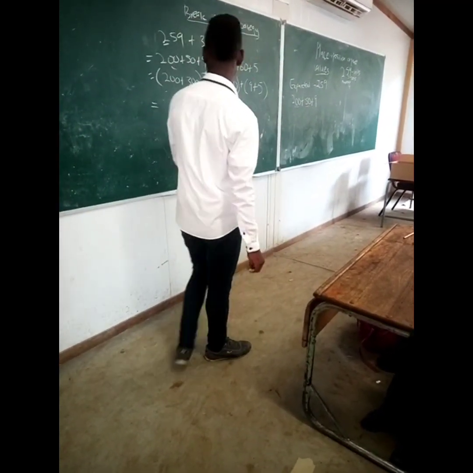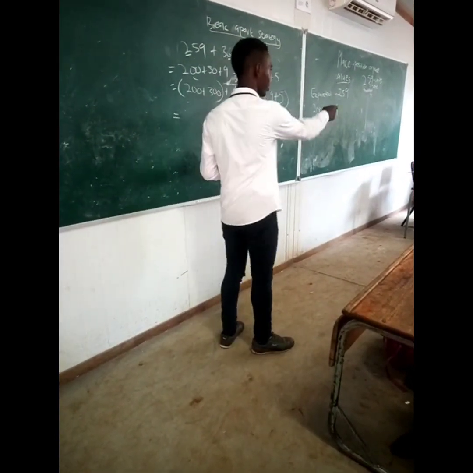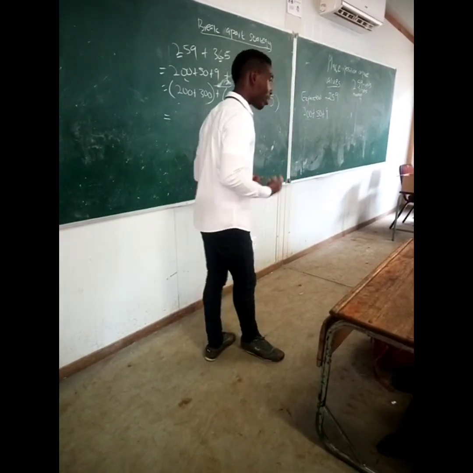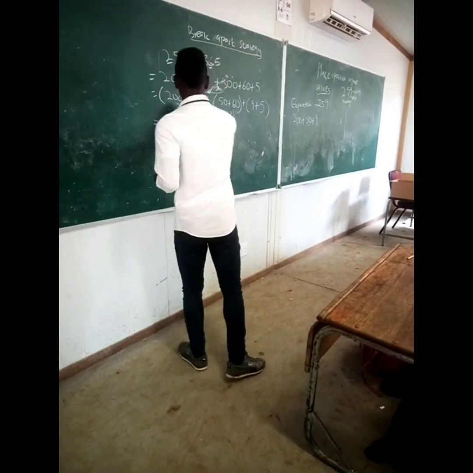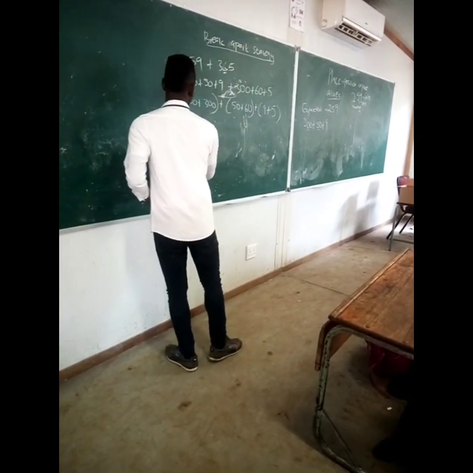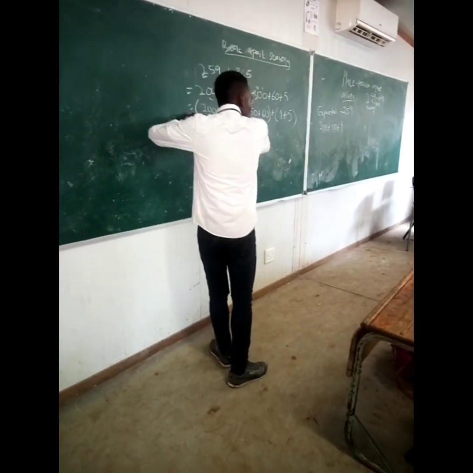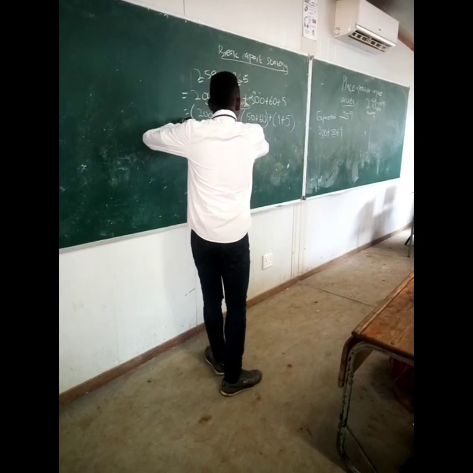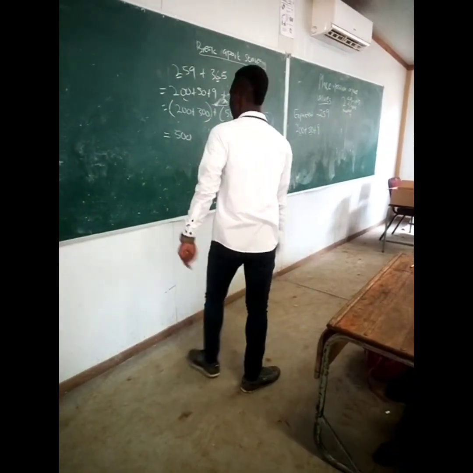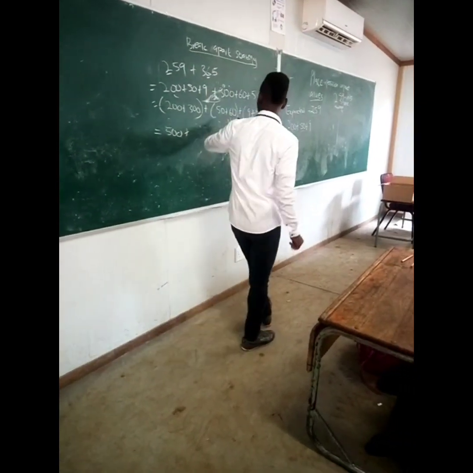So now, we are here. What do we do? We add them, right? So, 200 plus 300? 500. Now, can you see what I did? I removed the what? We removed the brackets, right? So, we say plus, and then 50 plus 60.